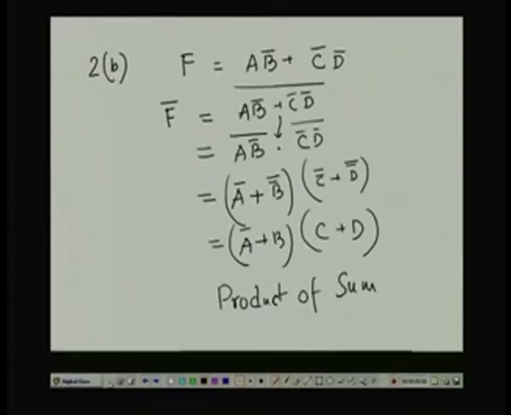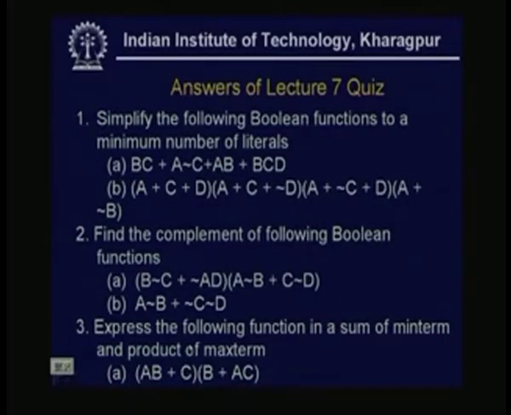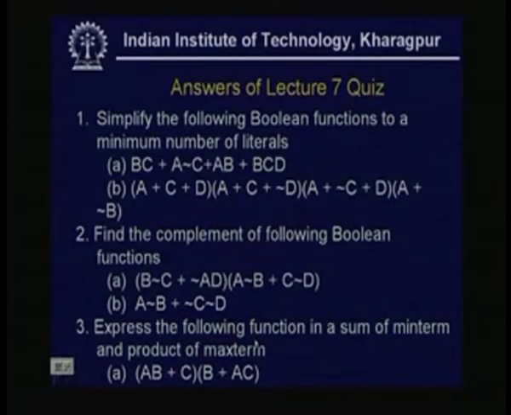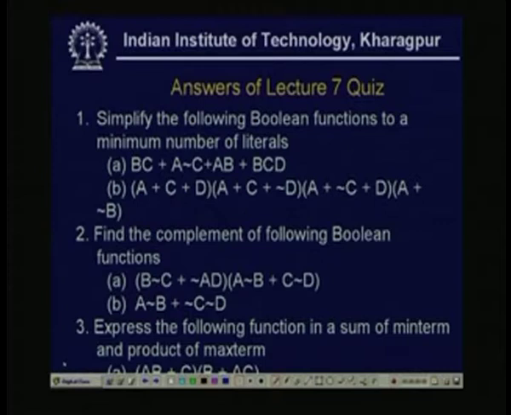Now, we see question number 3. Question number 3 is: express the following function as a sum of min terms and a product of max terms. In the last lecture, we defined the min terms and max terms, and the sum of min terms and product of max terms. So now we have to represent (a b plus c) into (b plus a c) in that way. See how we can do that.